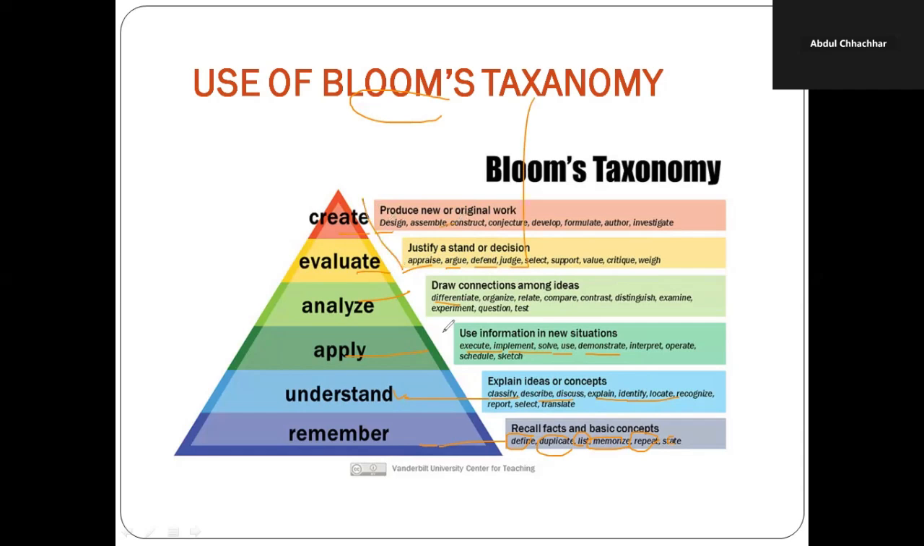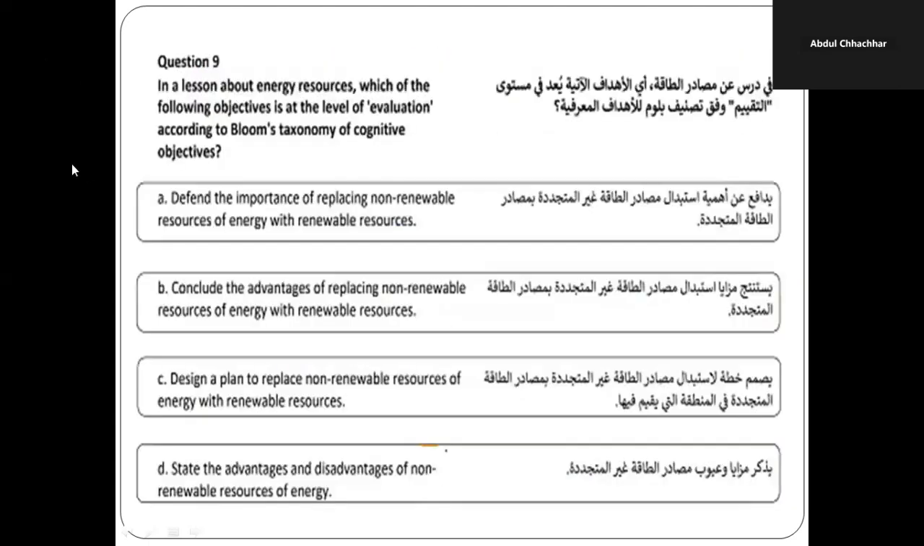How can I identify which level these are? Through Bloom's taxonomy's action verbs. Now, the examiner says you have to choose the evaluation level, right? Now, let's see, first we have to check what exactly the option you have selected is. Is it evaluation? You selected the option design, right? Design means what? Create. That means you went above the evaluation level. So we will not go for C.